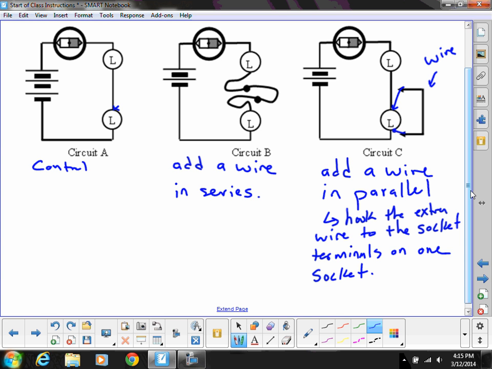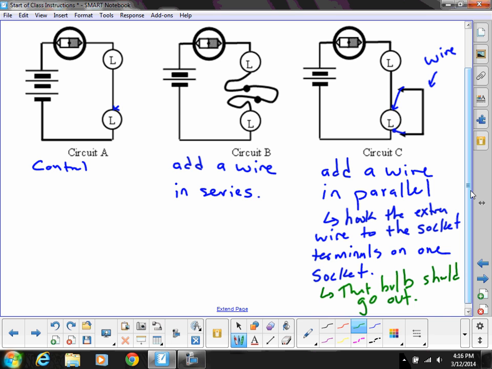What you should notice if you hook it up correctly is that the bulb, whatever socket you've hooked that wire up to, should go out. So if you've added the wire successfully to the circuit in parallel, whatever socket you're hooking that wire up to, the bulb that's there should not be lit. It will go out. Why it goes out is something we'll talk about later, but that'll be how you know that it is actually hooked up correctly. Okay.